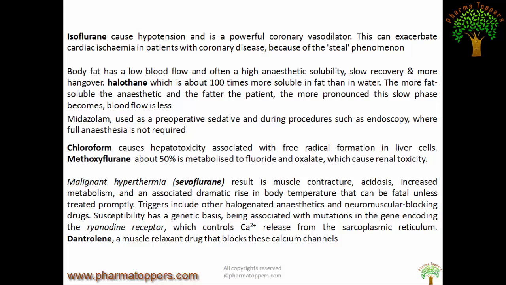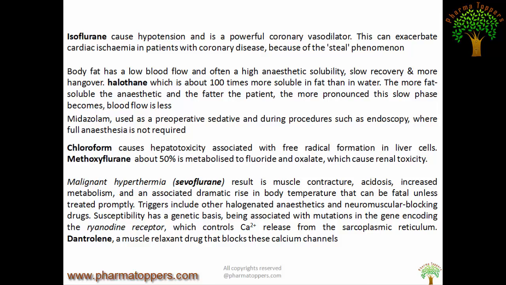Coming to isoflurane, which causes hypotension, it is considered a powerful coronary vasodilator. This can exacerbate cardiac ischemia in patients with coronary disease because of the coronary steal phenomenon, that is, driving of the blood from the ischemic zone to the other zone where the blood is sufficiently available, thus creating more ischemia in the blood-deficient region.